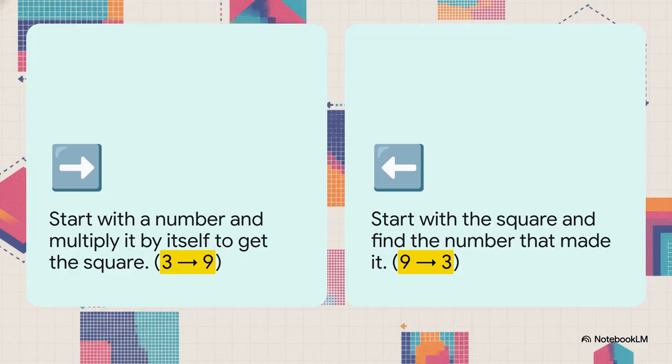Now, for just about every action in math, there's an equal and opposite reaction. Think of squaring as going forward. You start with the side length, like 3, and find the total area, which is 9. Well, the square root is the undo button. It's going backward. You start with the 9, and you ask, hey, what number times itself gave me 9? And the answer, of course, is 3.